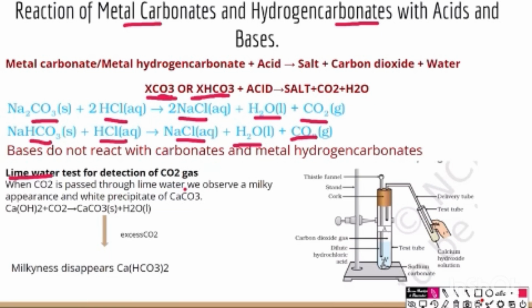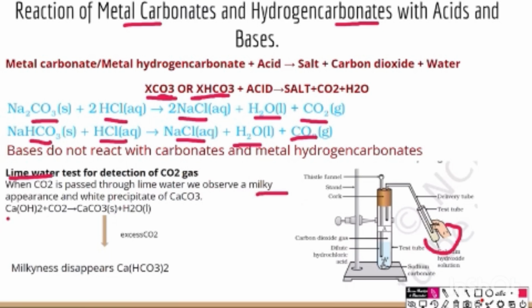Whenever we pass this carbon dioxide, again we have a delivery tube. We are passing this carbon dioxide in this solution of calcium hydroxide. Calcium hydroxide is basically lime water. Whenever we pass it in lime water, we see that this lime water turns milky. Why does it turn milky? Because we have calcium carbonate forming, which is white in color, and due to that precipitate, we see the white milky appearance of this calcium carbonate.